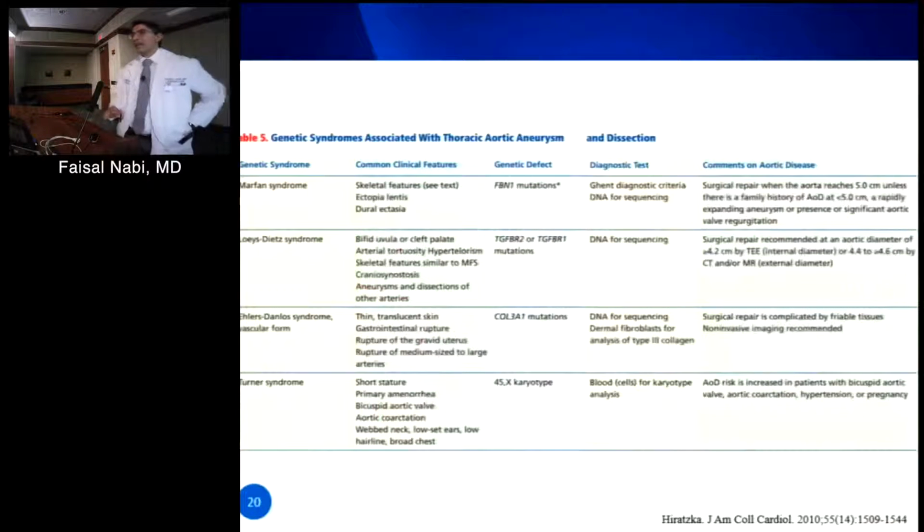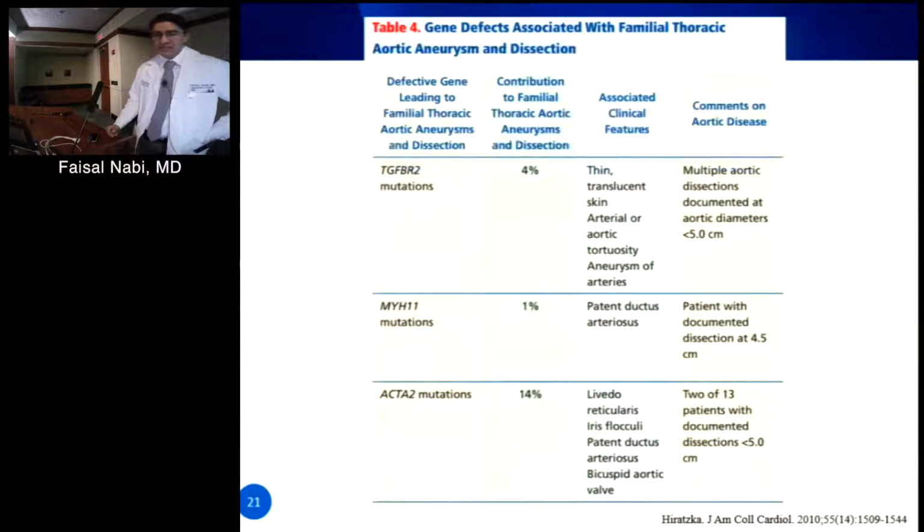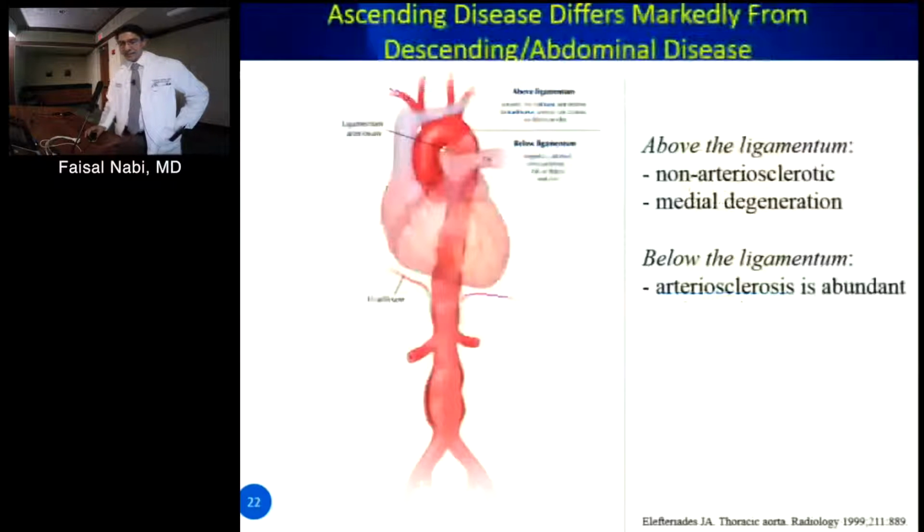Maybe this is a slide that the fellows should go over at least before they sit for their boards. There are very specific genetic defects with some of the common genetic syndromes, such as Marfan, Loeys-Dietz, and Ehlers-Danlos. And this is just another slide showing that along with these, these patients have clinical features that can help you make the diagnosis.